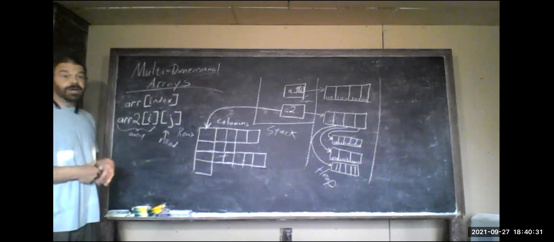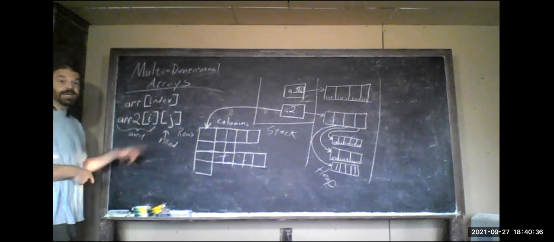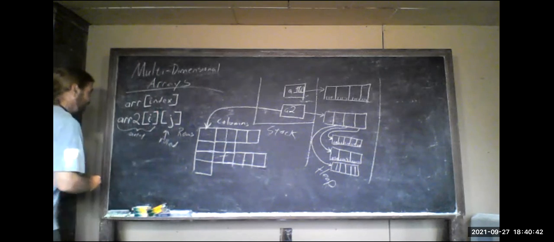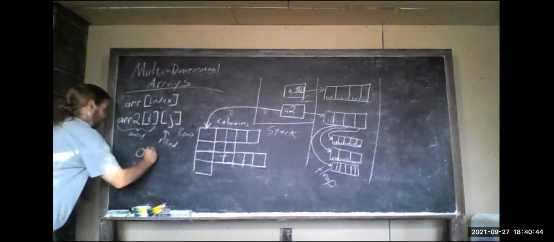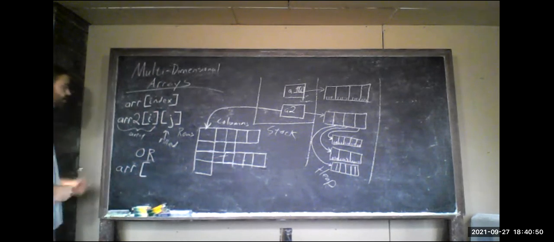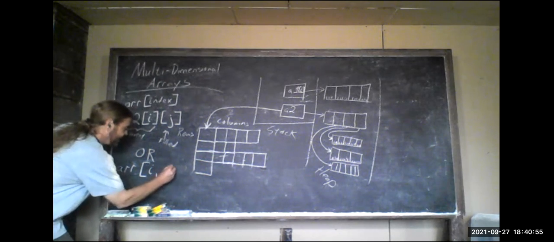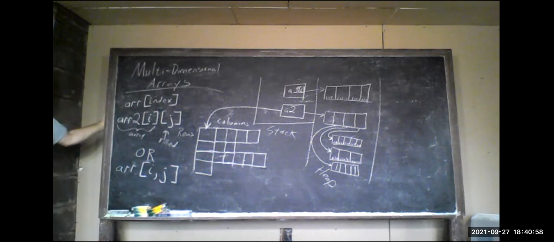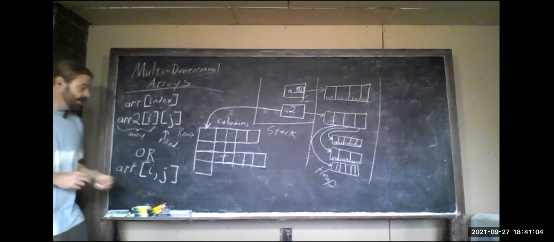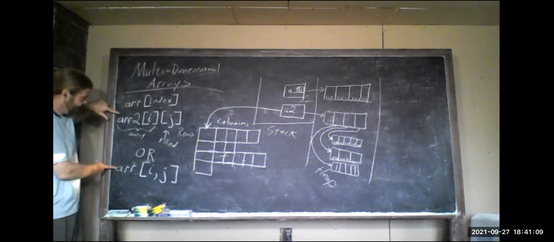And another very common notation is to just strip out those internal brackets, all these ones in the middle, and use a comma separated list. Or you might see it notated as ARR, an opening square bracket, and then we feed in a comma separated list of indices, and then the closing bracket, just to avoid the mess of internal brackets there. So you might see it written both ways.